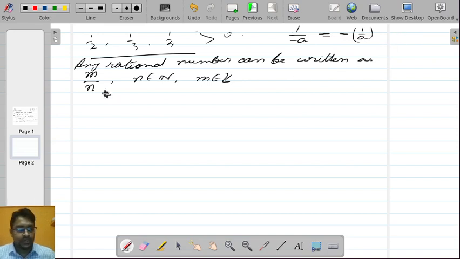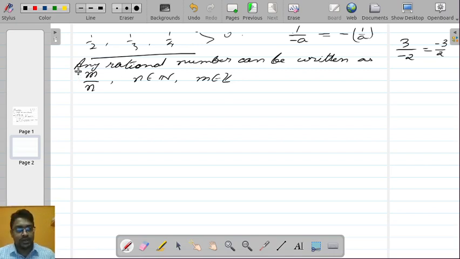So any rational number we can write as m by n, where we can take the denominator n to be positive. Because if the denominator is negative, say something like 3 by minus 2, we can always write this as minus 3 by 2. We have already done this result: a by minus b is minus a by b, minus of a by b is minus a divided by b, and 1 by minus a is minus of 1 by a. So those things we can use.